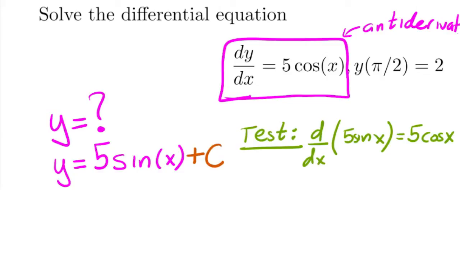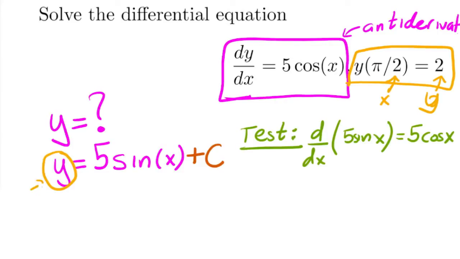But you have some information. You know that y at pi over 2 is equal to 2. In other words, when x is equal to pi over 2, y is equal to 2. And so then all you need to do is, when x is equal to pi over 2 and y is equal to 2, you can solve for c.